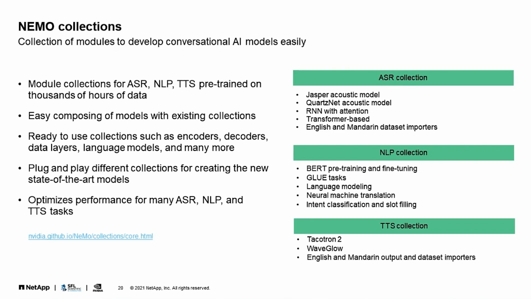One other important feature of NeMo are collections. There are several pre-trained models available. For ASR, automatic speech recognition, we have Jasper and QuartzNet. QuartzNet is a small network ideal for mobile applications. For NLP, we have BERT, as I mentioned before. For TTS, we have Tacotron 2 and WaveGlow. These models are trained on thousands of hours of open source and proprietary data to get high accuracy, and it required over 100,000 hours of time on a DGX system, and they are available.